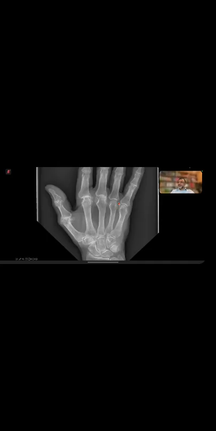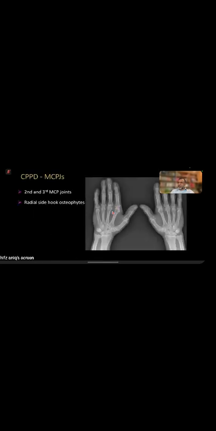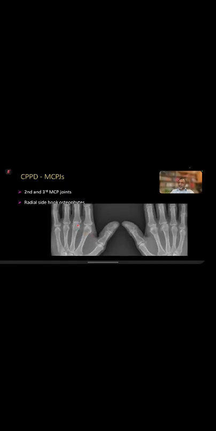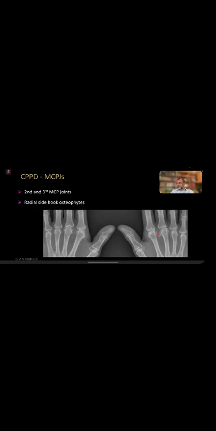Now moving on to metacarpals. We said that it can involve the second and third joints, just like osteoarthritis. But look at that. What is this? Calcification in all the MCP joints. As I said, we usually do not see calcification in osteoarthritis. And most importantly, we see hook osteophytes on the radial side. And there we go. Joint space is reduced, osteoarthritis on both sides, and we can see that they are hook osteophytes.